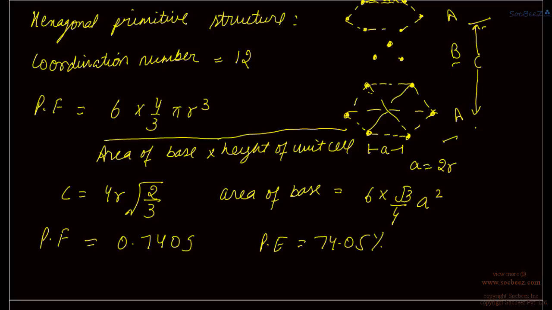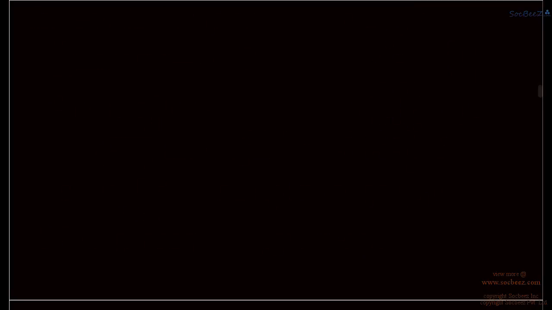Okay, so let's discuss something about void. Void is nothing, just similar to its English meaning. It is the empty space that is left inside any structure. We can call it a void. So there are two types of voids that we study here.